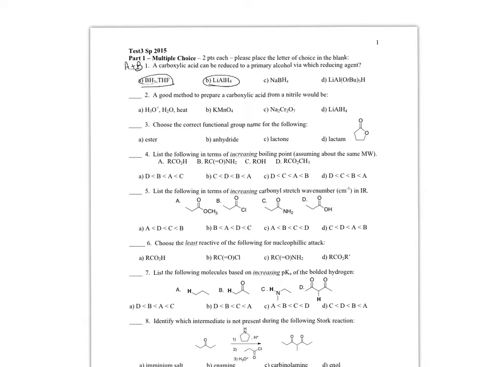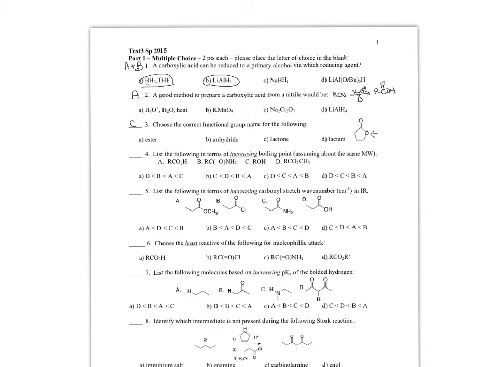All right, 2. A good method to prepare a carboxylic acid from a nitrile would be, well, if you have a nitrile and you treat it under acidic hydrolysis, so a lot of water and acid, and heat it, you can get a carboxylic acid. And so that's going to be A there. 3. Choose the correct functional group name for the following. Okay, the following is a cyclic ester, and that is called a lactone.